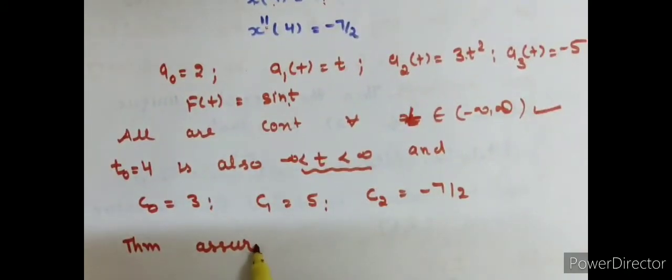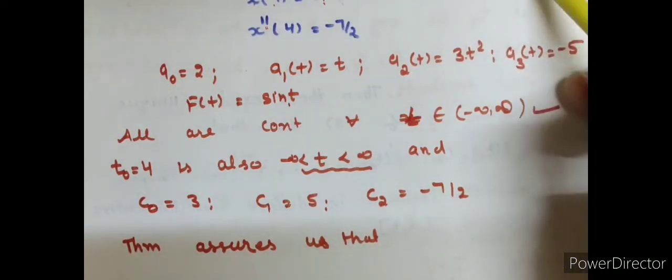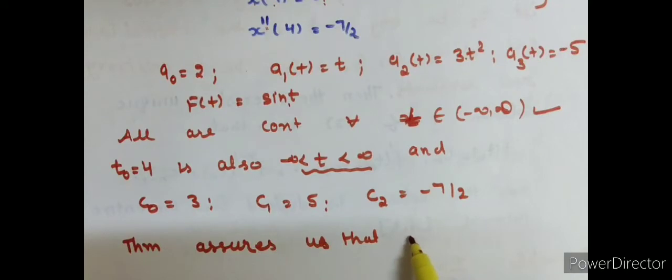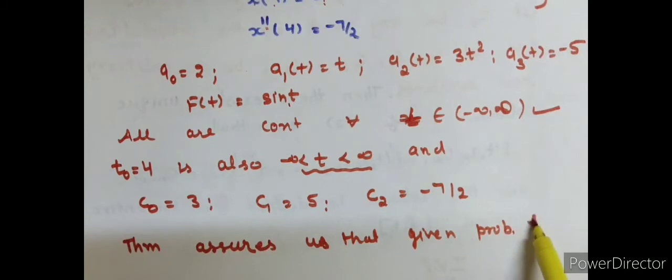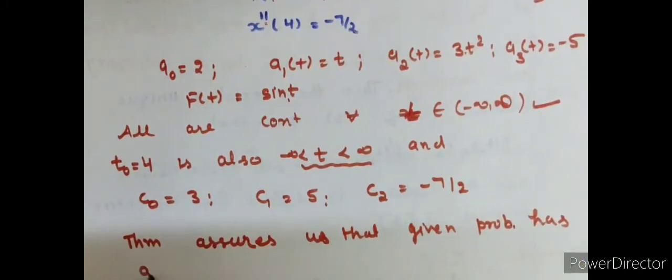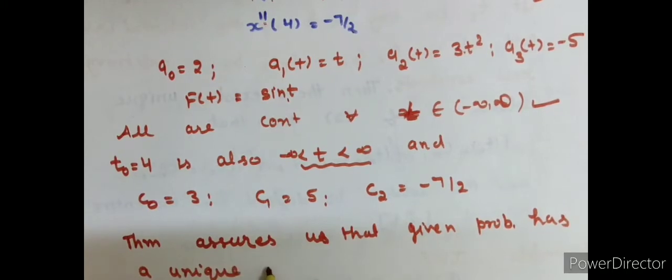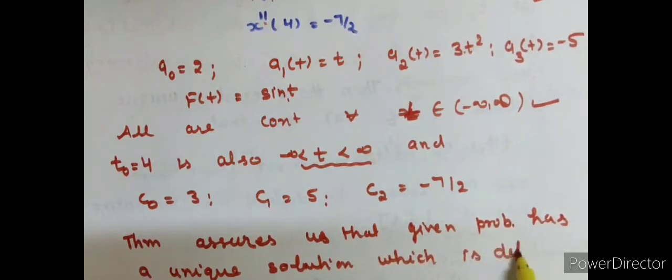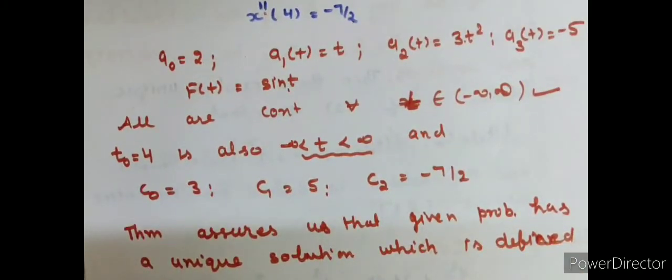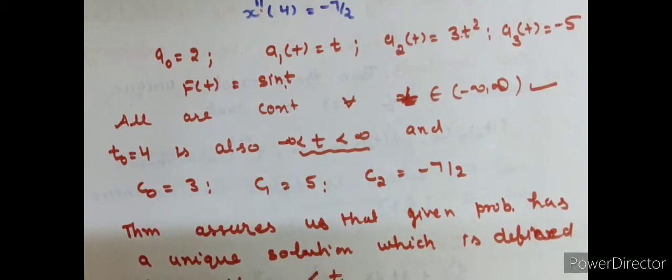So by the theorem, this theorem assures us that the given problem has a unique solution, and this solution is defined for all values of t from minus infinity to infinity.